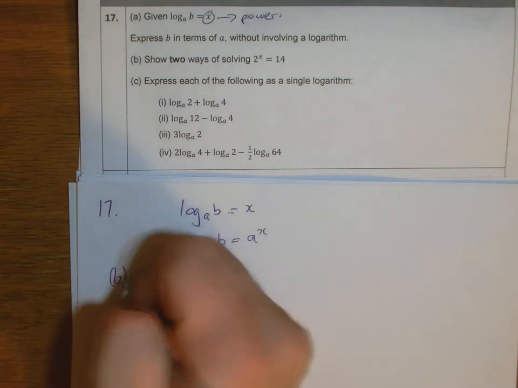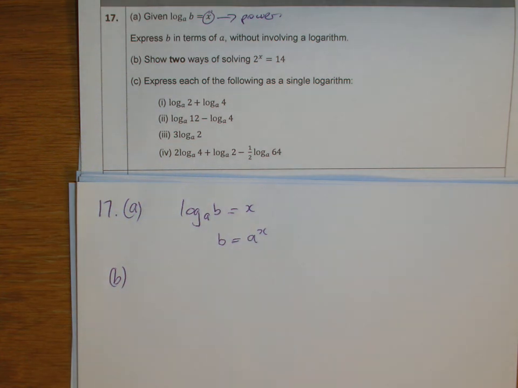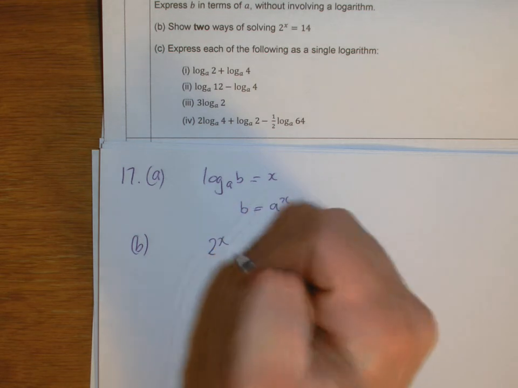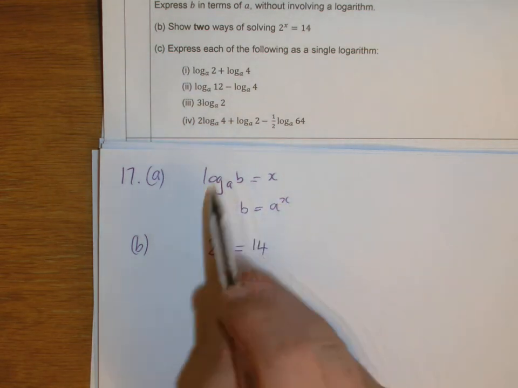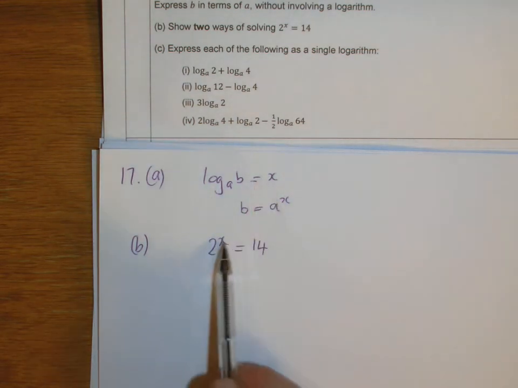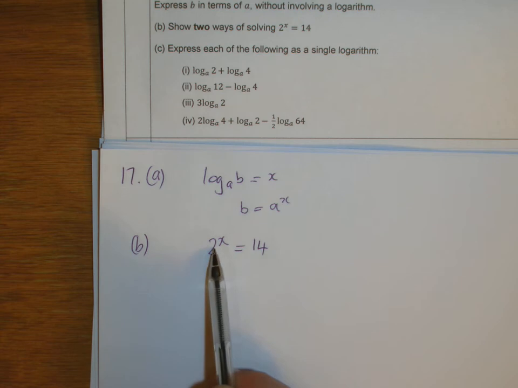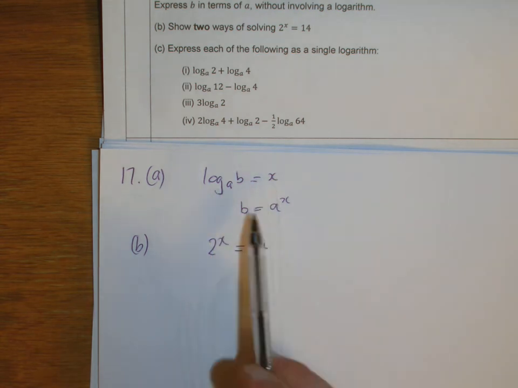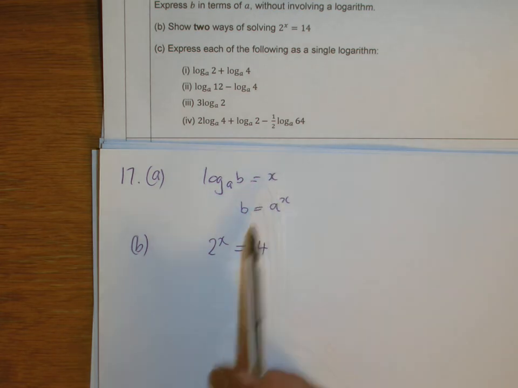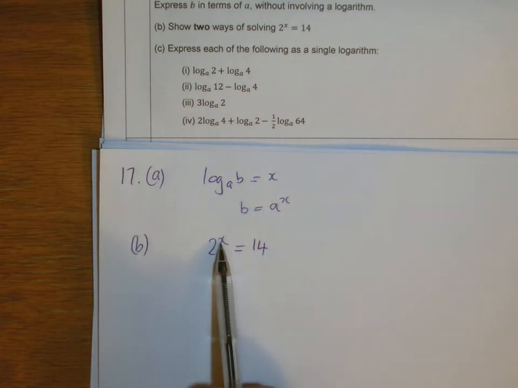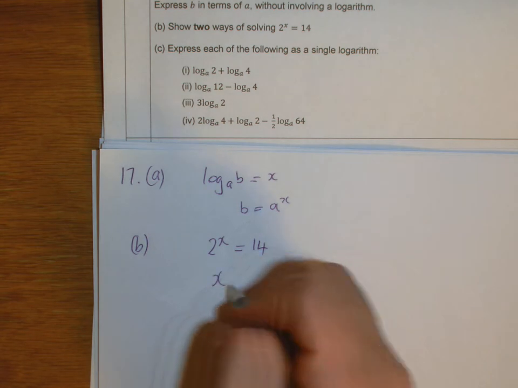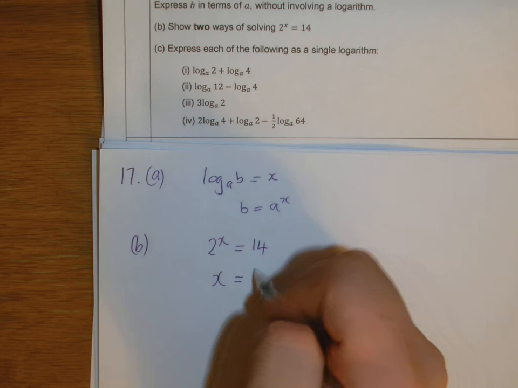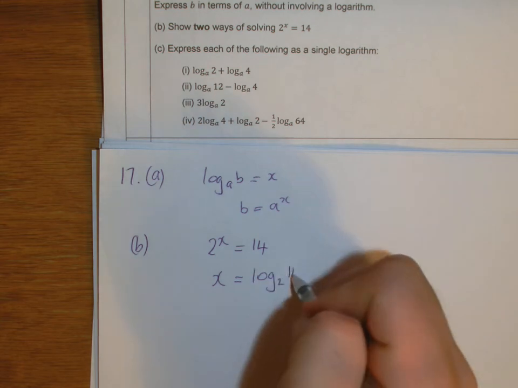So part B then, it says show two ways of solving 2 to the x equals 14. There are two ways. The first way is just using this idea here. Remember, x is our power, 2 is our base. So the logarithm gives us the power. Considering we want the power, for the power x we take this base over the other side, and it creates this logarithm to the base 2, which equals 14.